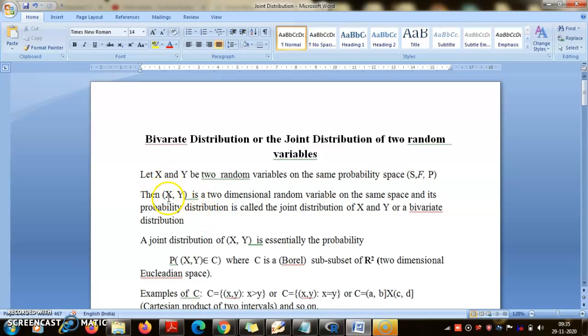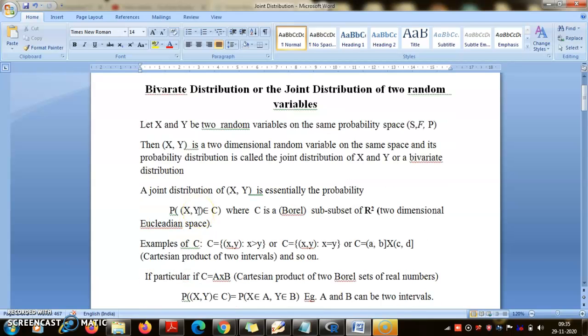For instance, X could be height, Y could be weight, or X could be the score of an individual before taking a tutorial, and Y could be the score after taking the tutorial. So in this way, (X(ω), Y(ω)) will represent the height and weight, or the scores before and after, for each individual. So now we are looking at the probability distribution of this random vector (X, Y). Now this is essentially a probability statement involving the two random variables X and Y.